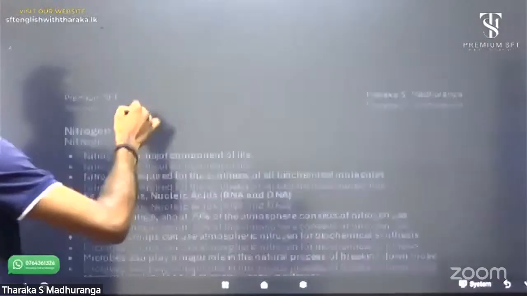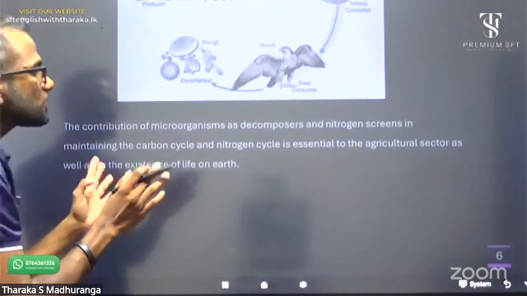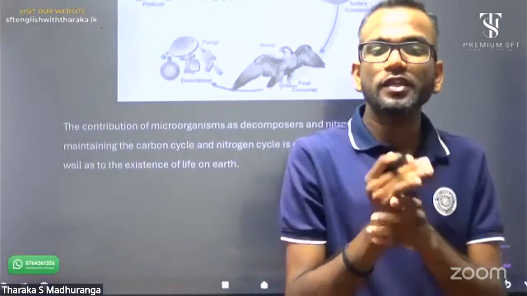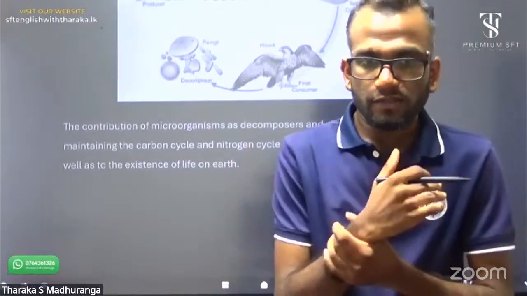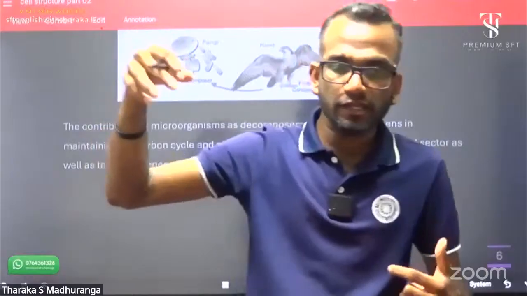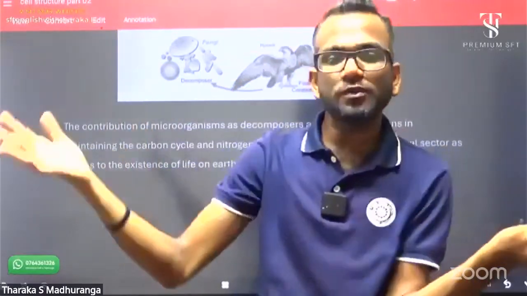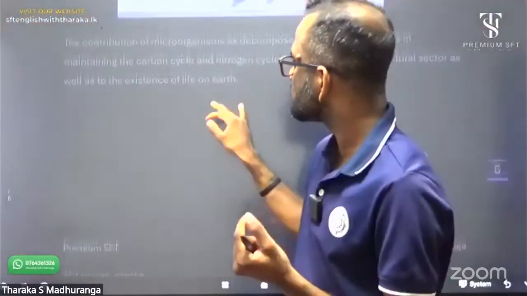Okay, to keep the soil fertility, it is very important to maintain environmental balance. That means, for example, if you take the nitrogen cycle, in our atmosphere there is 78% nitrogen.